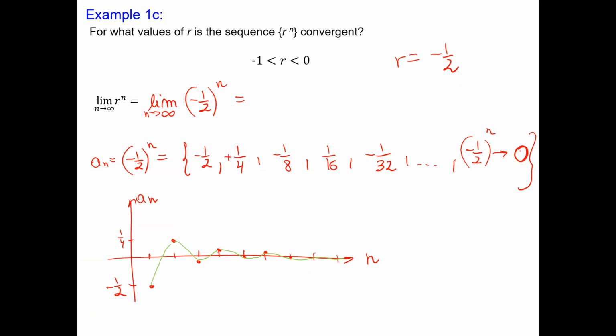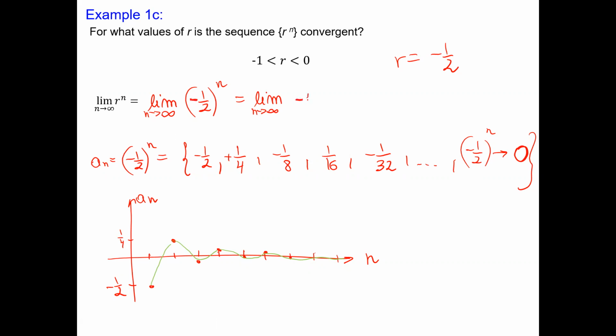In order to compute the limit explicitly, we can use this property. We can compute the limit of the absolute value of the formula. If the absolute value goes to 0, then the original sequence also has the same limit, 0, meaning that it's convergent to 0. Let's do this. Limit as n goes to infinity.